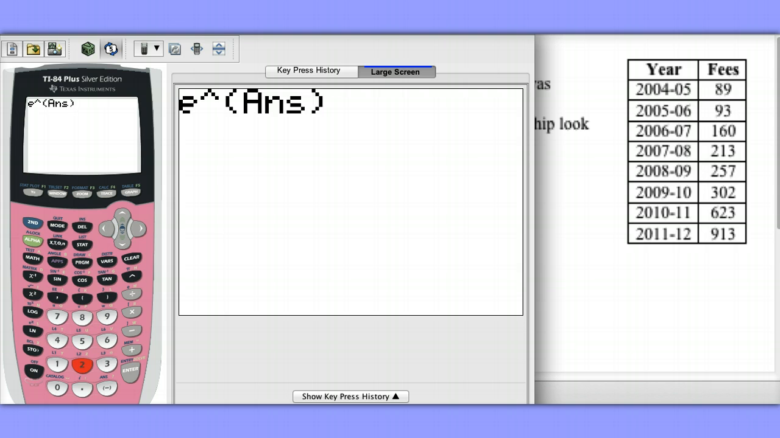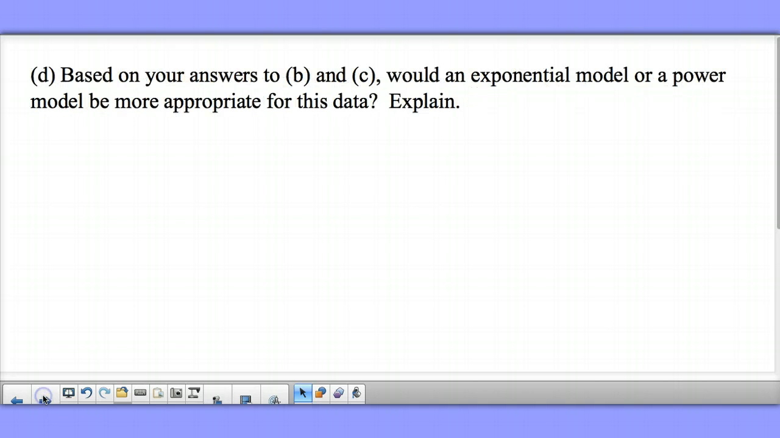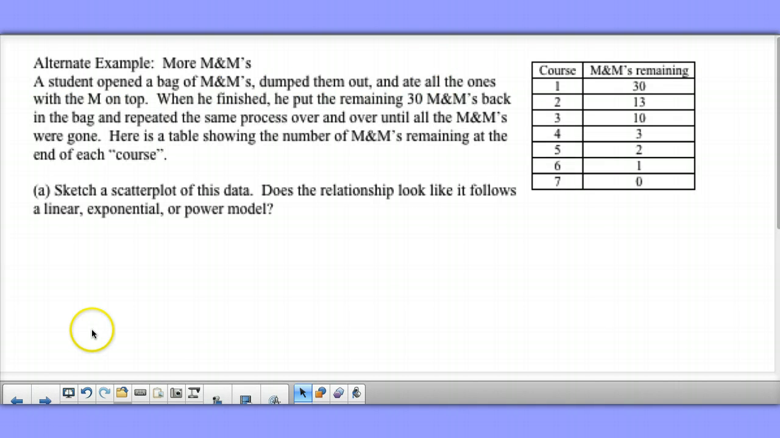All right, let's take a look at another example. So let's go back to our notes here. I actually went through all of these questions. Let's take a look at this one.